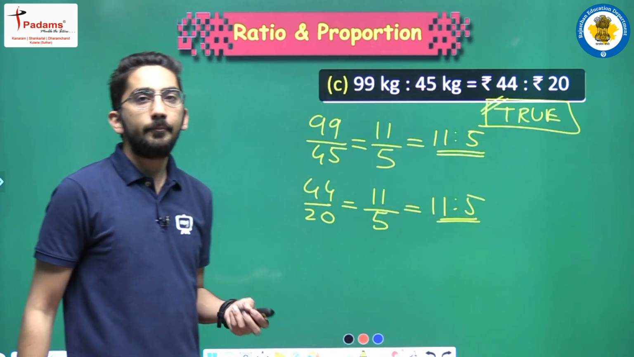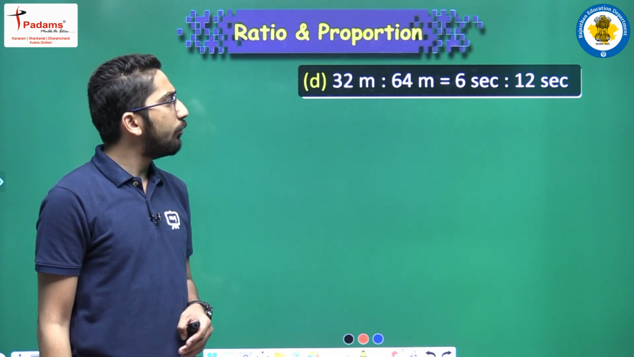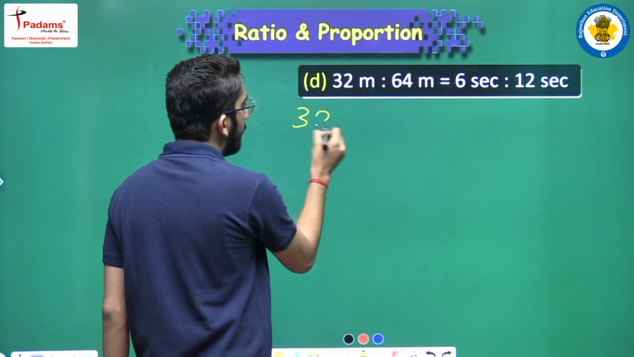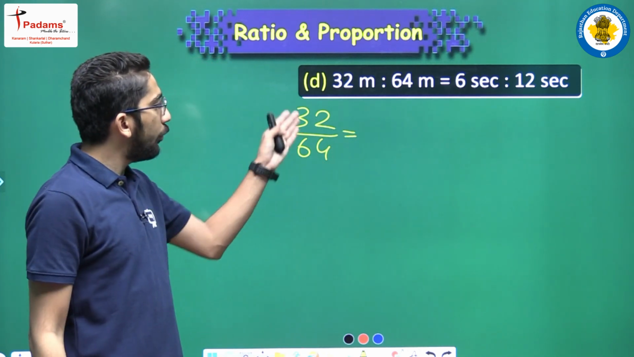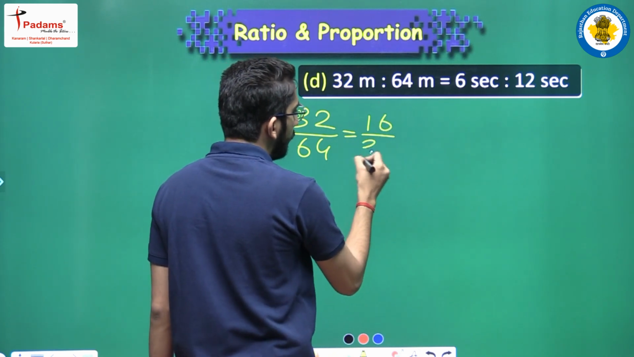ठीक है, क्लियर है. नेक्स्ट देखिए. 32 मीटर इज टू 64 मीटर इज इक्वल्स टू 6 सेकेंड इज टू 12 seconds. So first 32 meter is to 64 meters, right? You can divide both of them with 2 first. This will become 16 upon 32.